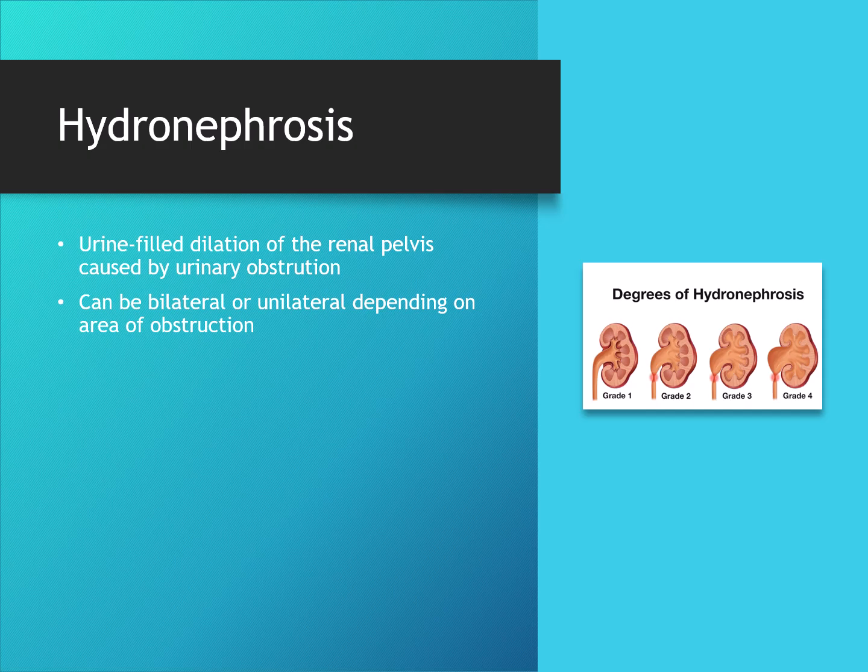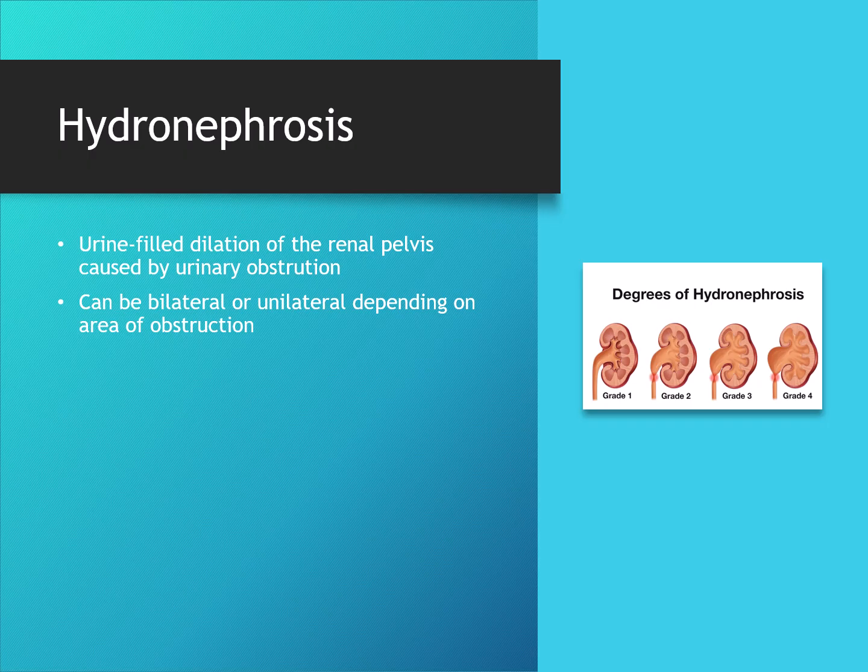When we talk about backflow of fluid into the kidneys, we often term that hydronephrosis. That is a urine-filled dilation of the renal pelvis caused by urinary obstruction. That obstruction can be either bilateral or unilateral, depending on the area that it happens. As we mentioned, if it happens in the ureters, it's often unilateral, just one side. But if it's lower, either in the bladder itself or in the urethra, it's more likely that significant hydronephrosis would be bilateral in nature.